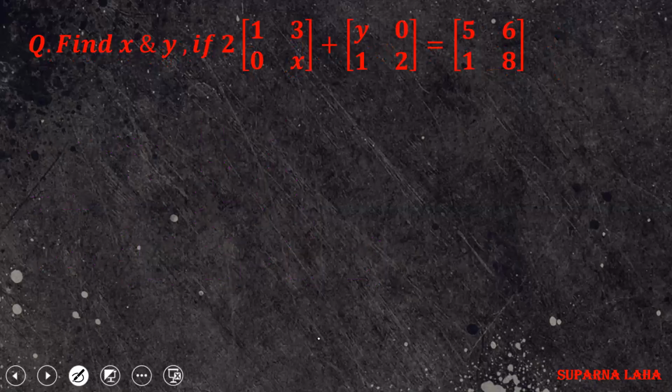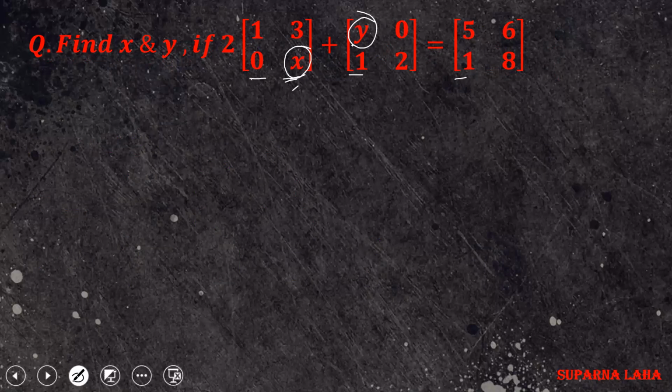Find X and Y if this equation is given: 2 into a matrix, plus another matrix, is equal to this matrix 5, 6, 1, 8. Look at that: in the first matrix, one of the elements is X, and in the second matrix, the first element is Y. So from here, we need to find the values of these elements X and Y. This is not a matrix, this is an element. You need to find their values.